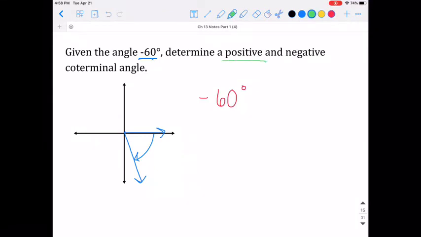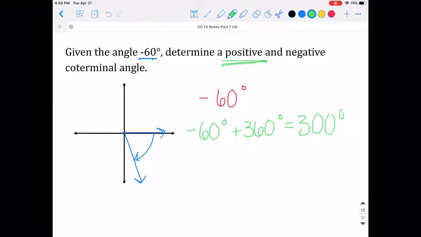To find a positive coterminal angle, obviously if I want to make negative 60 positive, I have to add 360. So negative 60 degrees plus 360 is going to give me a coterminal angle of 300 degrees.